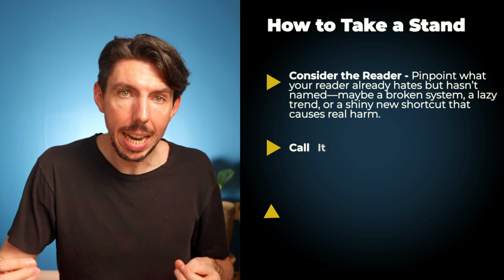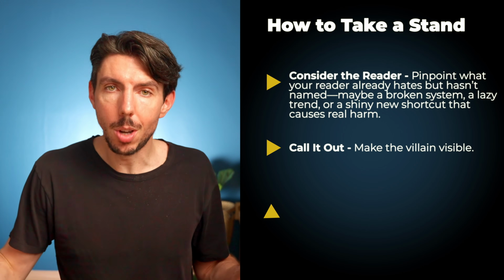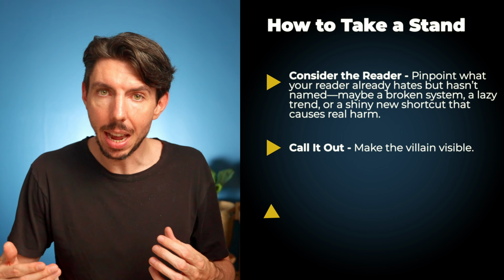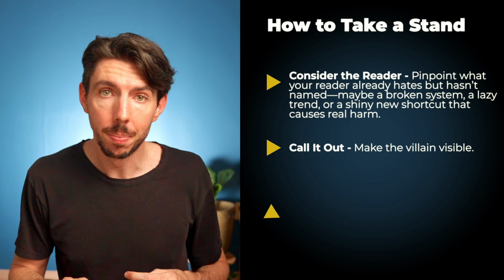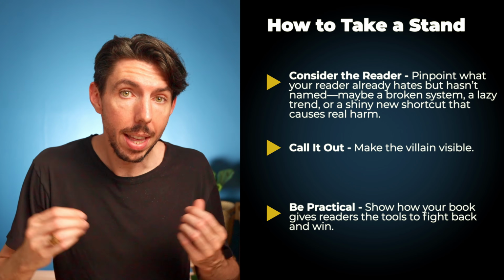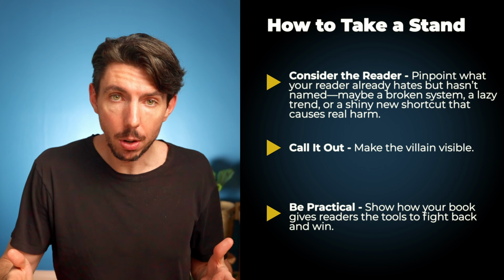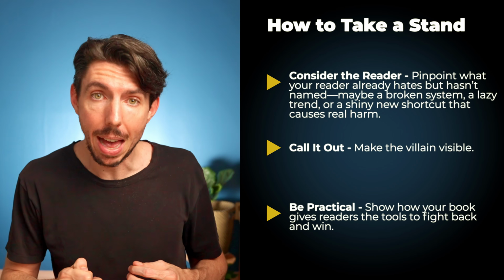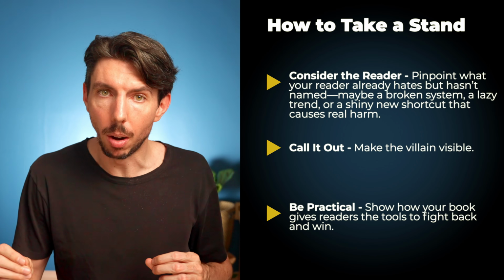2, call it out plainly. Make that villain visible. In the world of copywriting, we call this throwing stones at their enemies. So by taking a stand, you're also standing up on behalf of the reader, and they're just going to cheer you on. Now 3, be sure to show how your book gives readers the tools that they need to fight back and win. They're going to be using your arguments in conversation, the same way that my friend did with that book, Bad Therapy. When you give your reader an enemy, they will carry your book like a badge of honor.